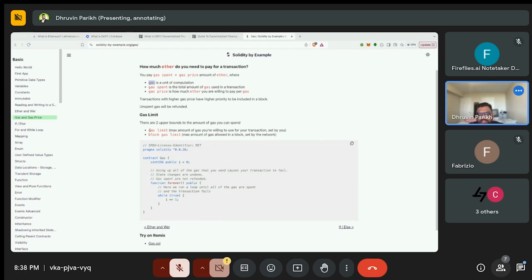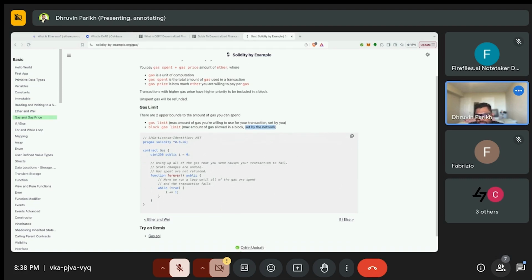Then gas limit is how much gas you are willing to spend for a particular transaction, and block gas limit is how many gas units a block in Ethereum can have, right? How much maximum amount of gas is allowed in a block. And that is something which is set by the network. Ethereum has 30 million gas limit, right? Polygon has, I think, 22 million or maybe less. So it depends on the configuration of the blockchain.